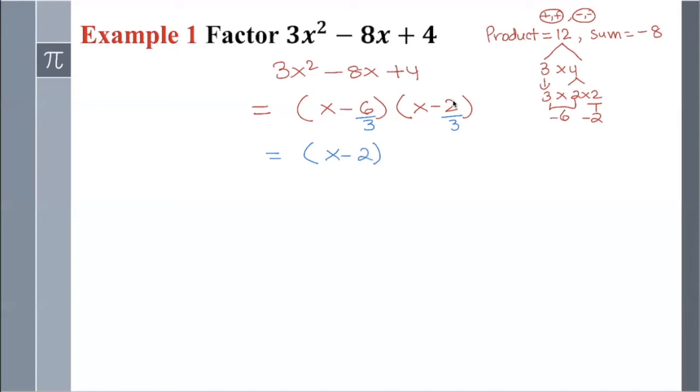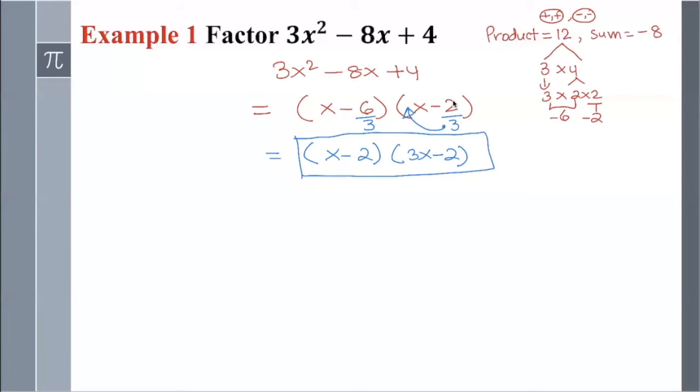And then look at this fraction here. It is 2 over 3, and the fraction is reduced. We cannot reduce this fraction further, so it's not giving us a whole number. In that case, we take this denominator and move it over here as the coefficient of x. So that becomes 3x minus 2. So the factors of this trinomial are x minus 2 times 3x minus 2.